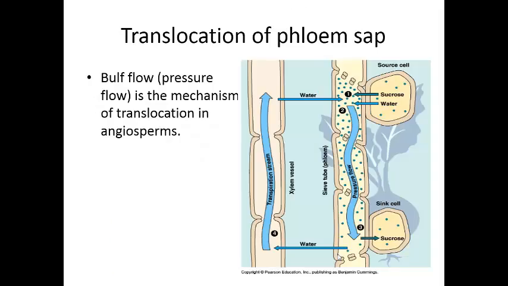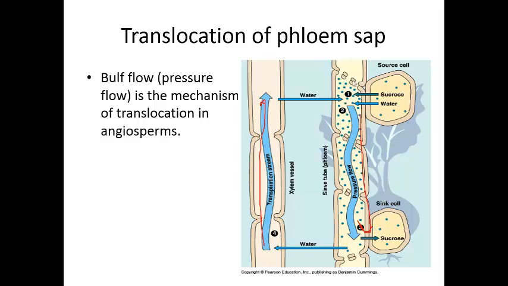Once sucrose has been loaded into the phloem, it is going to move from the leaves down to the places of the plant where it's going to be stored. Phloem sap moves through a process called bulk flow or pressure flow. We know that the xylem and the phloem run parallel to each other, which you see in this picture right here. We know that water is traveling up the xylem and the sugar is going to travel down the phloem. Well, how do we get it to go down the phloem?